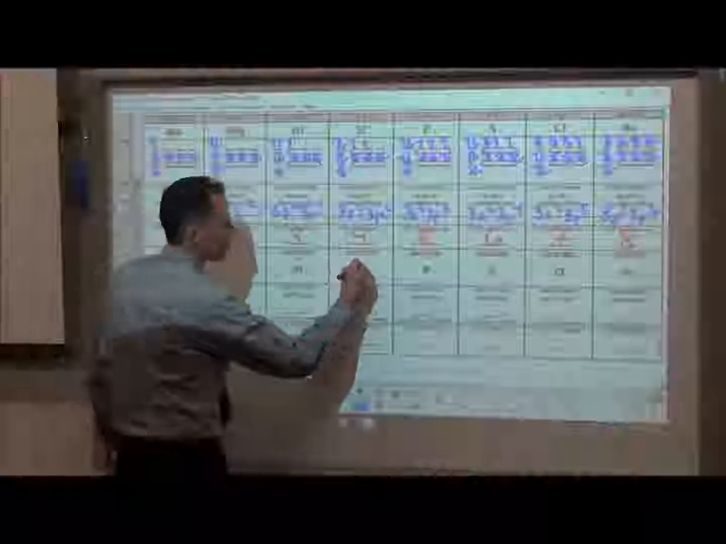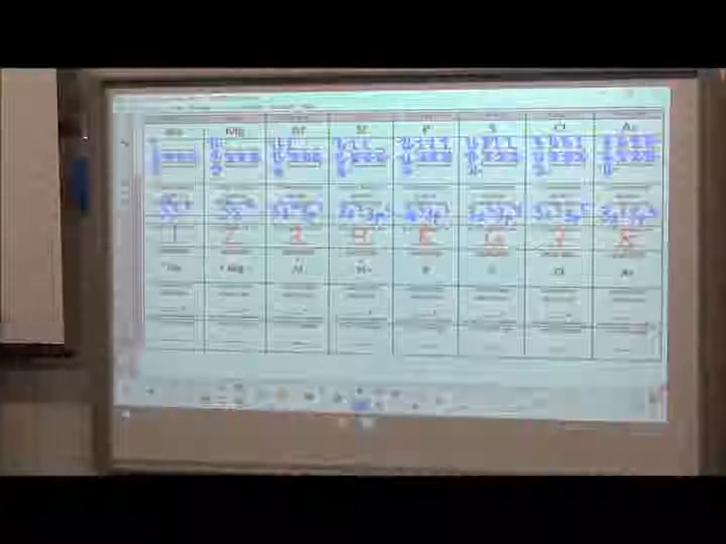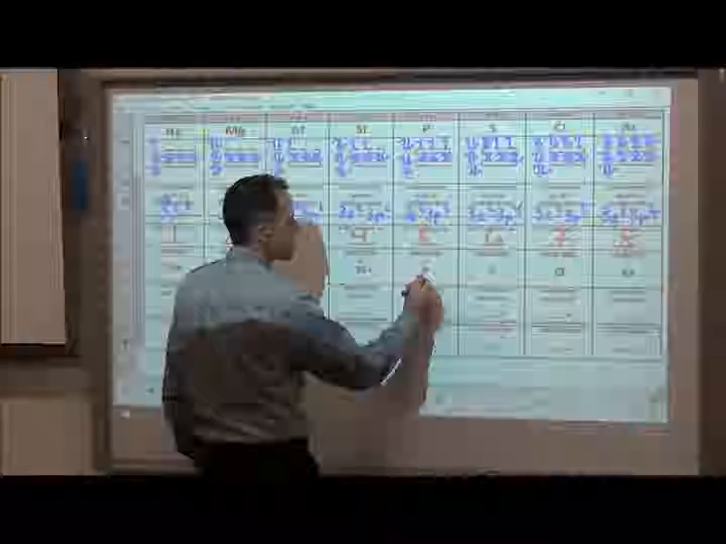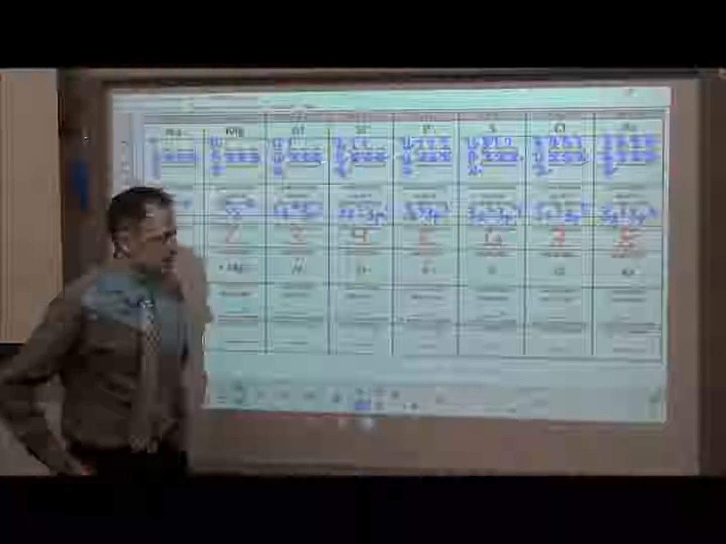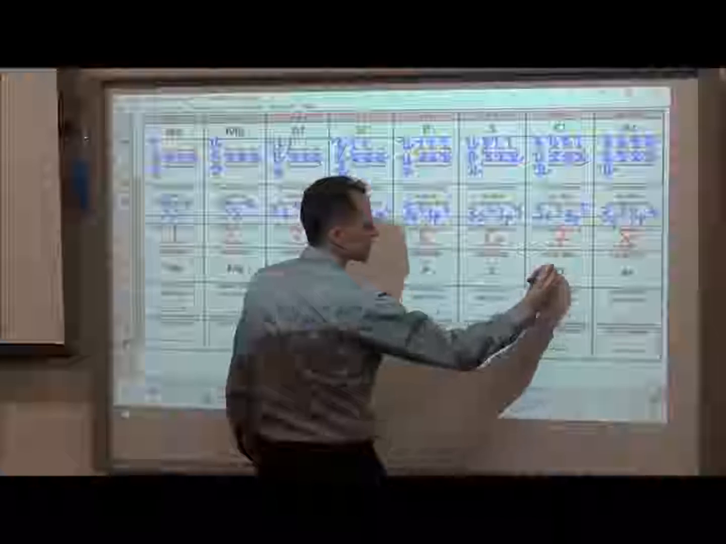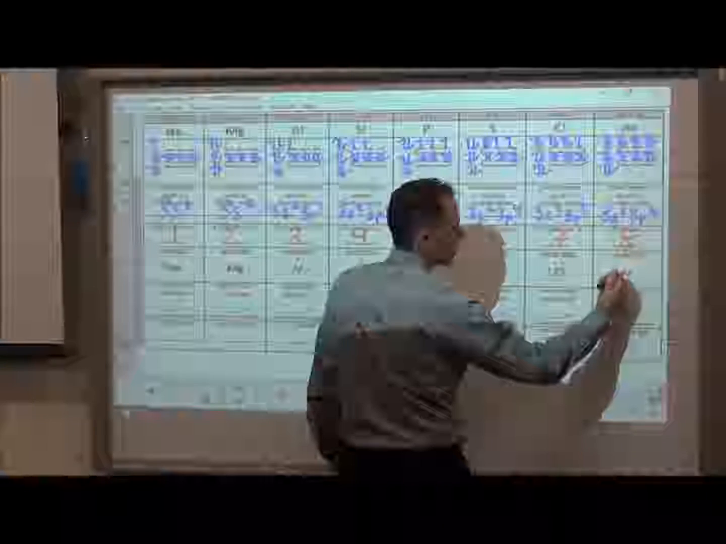So silicon would have 4. And now I have to start pairing them up because there's 4 sides. So the maximum we can have are 2 on one side. So there's 5. There's 6. There's 7, and then 8.